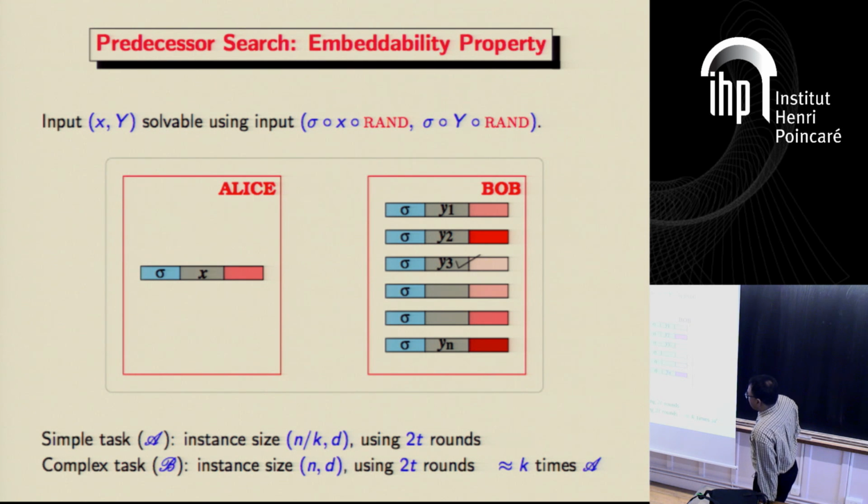Now once we have this, we can think of the simple task as our small instance and the complex task as our big instance. This big instance is roughly, in some sense, k times the simple task. The idea is that this gray stuff, which is the real input, could have appeared in one of several locations, or one of k locations.